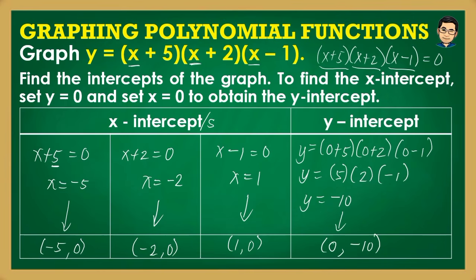So, tatandaan po natin sa pagsulat po ng x-intercept, nauna po yung non-zero. And then, yung 0 nasa huli. And then, kapag y-intercept naman, nauuna yung 0, of course, and then yung negative 10.